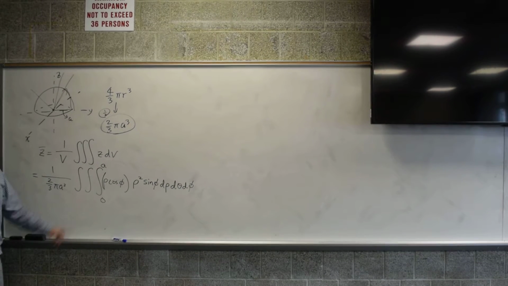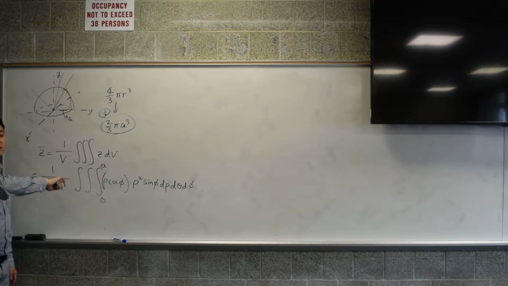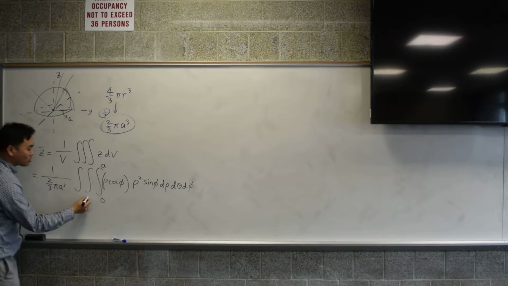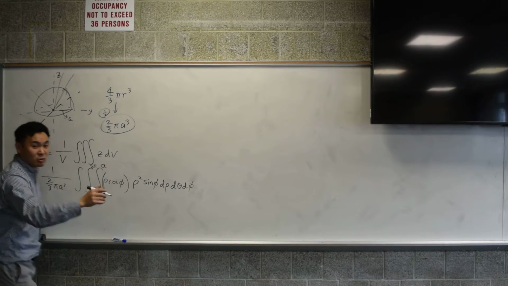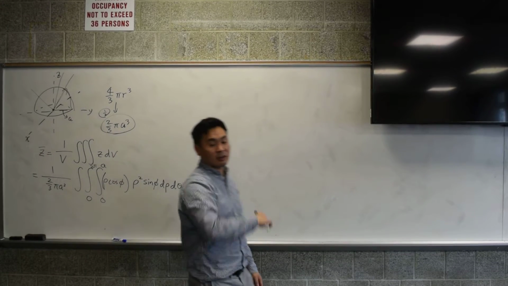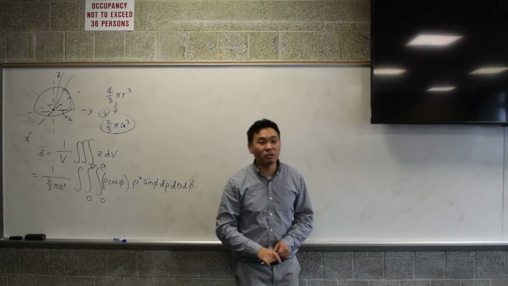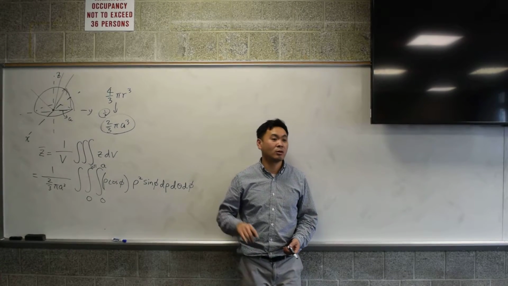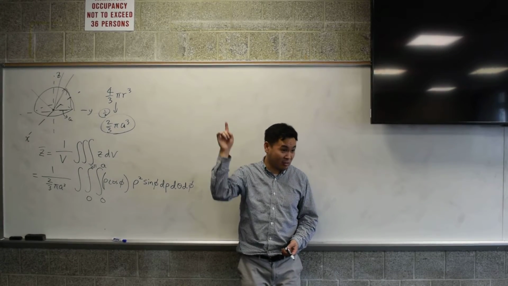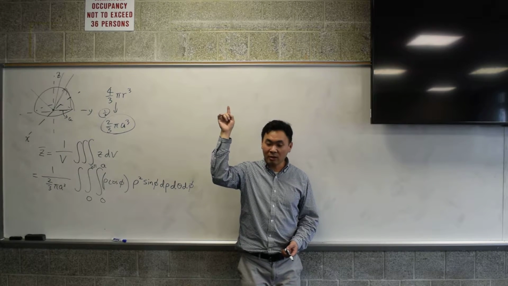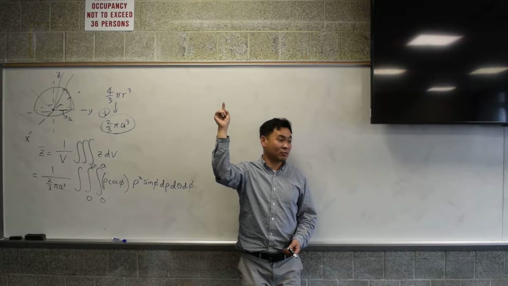What about theta? Theta is this angle, and it goes all the way around, 0 to 2 pi. It's 360 degrees for theta. Now, what's phi again? Phi is the angle from the North Pole, the z-axis. If you're at the North Pole, what's the value of phi? Pi over 2.